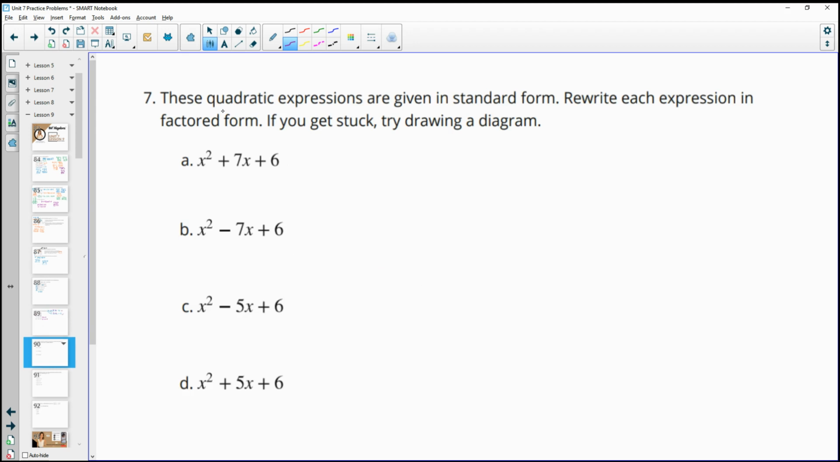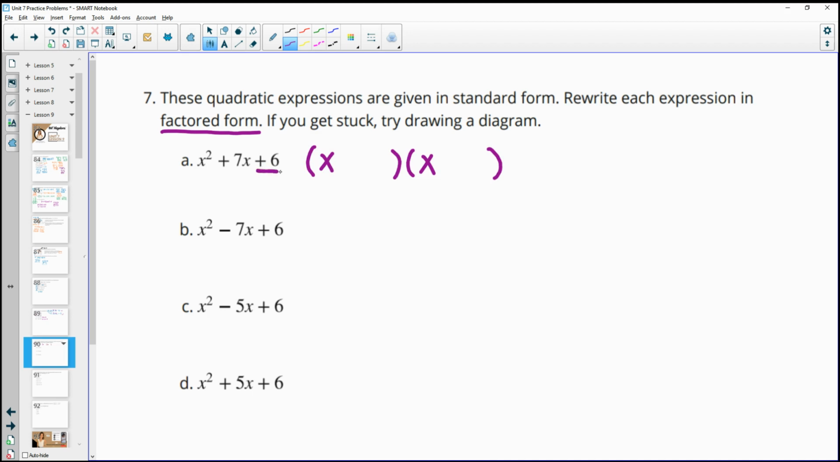Number 7, these quadratic expressions are given in standard form. Rewrite them in factored form. So they're not equal to anything, so we're not going to be solving. We're just going to be factoring, so we're just going to be writing them as a binomial times a binomial.